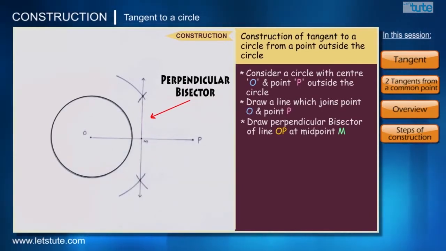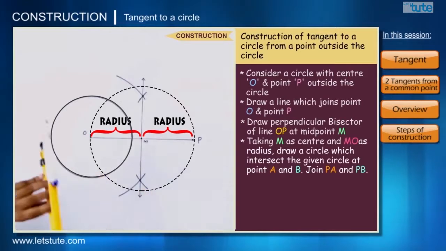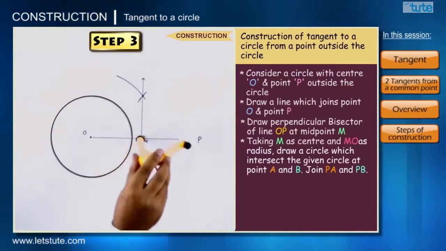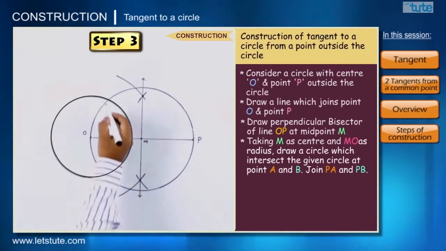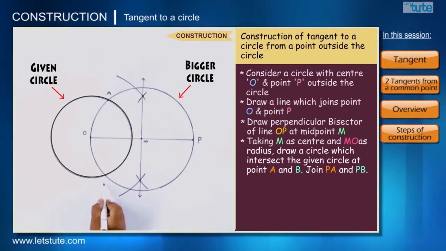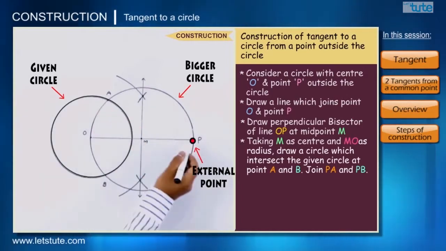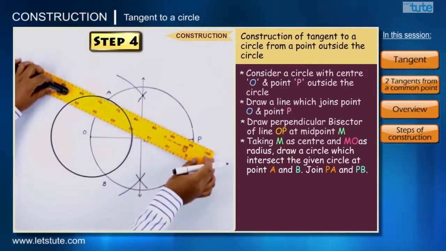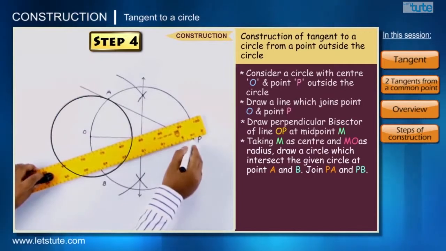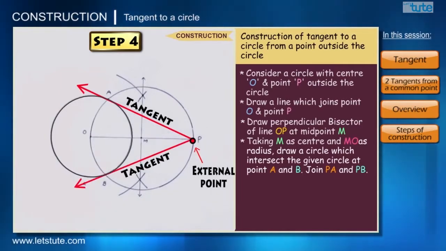But what can we achieve by constructing a perpendicular bisector? Then we can consider either PM or MO as the radius and we can form another bigger circle. Let us see how we do that. And once we construct a bigger circle, we know that it will intersect our given circle at 2 points. And now we know what has to be the next step. We have to join our external point with these 2 points of intersection. And when we do that, we will finally get 2 tangents. And they will be tangent PA and tangent PB.